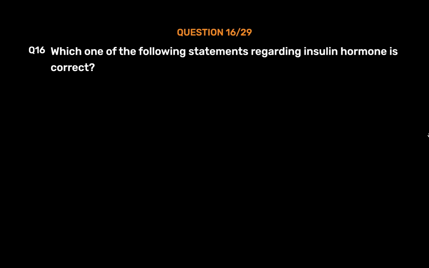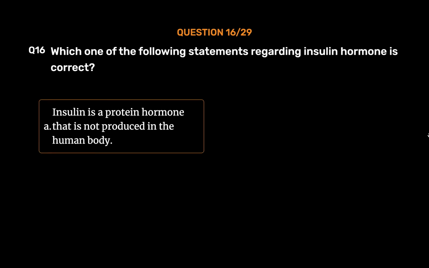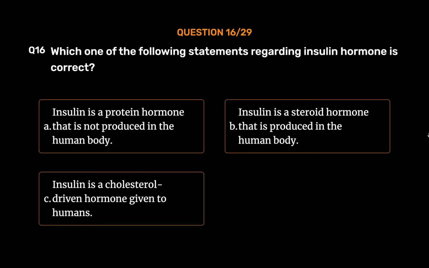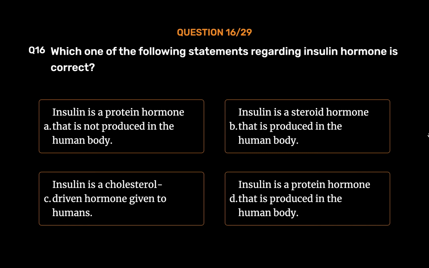Question number 16. Which one of the following statements regarding insulin hormone is correct? Option A. Insulin is a protein hormone that is not produced in the human body. Option B. Insulin is a steroid hormone that is produced in the human body. Option C. Insulin is a cholesterol-driven hormone given to humans. Option D. Insulin is a protein hormone that is produced in the human body.